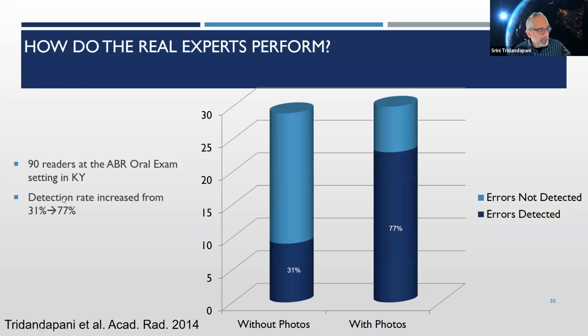We did the same study. Actually, we took it to the American Board of Radiology oral exam setting, where they had 90 board examiners, and we made them look at 10 radiographs, either with photographs or without the photographs. Those people were a little better. They were some of the best radiologists in the country. They started with a detection rate of 31% without the photos. The minute we gave them the photos, it improved to 77%. So the photos worked. This was sort of a pre-clinical evaluation that we had to do before we could even implement it clinically.